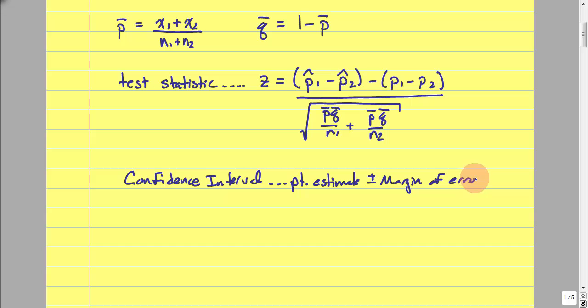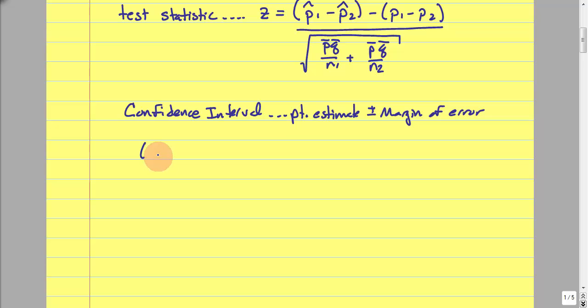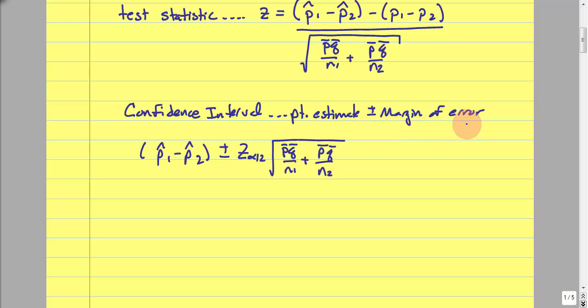Now when we're talking about our margin of error, we have to include the fact that we're working with a z distribution. So this is going to be p hat 1 minus p hat 2 plus or minus z alpha over 2. Alpha is the amount of error that we're willing to have. And then this should look familiar from up above: p bar q bar over n1 plus p bar q bar over n2, all under a square root. So this is the general form of the confidence interval, point estimate plus or minus margin of error. And this is the specific confidence interval that we'll be using for the difference of two proportions, or comparing two proportions.